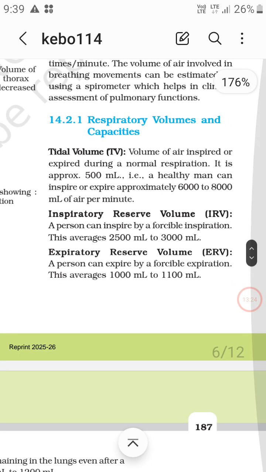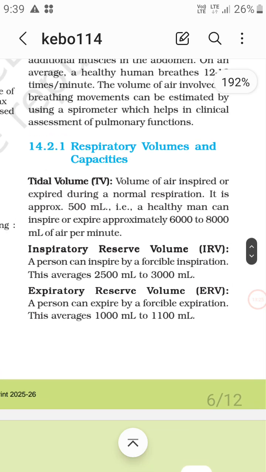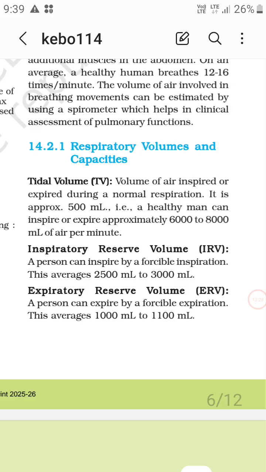Now respiratory volumes and capacities. The tidal volume is the volume of air inspired or expired during a normal respiration, approximately 500 ml. That is, a healthy man can inspire or expire approximately 6,000 to 8,000 ml of air per minute.